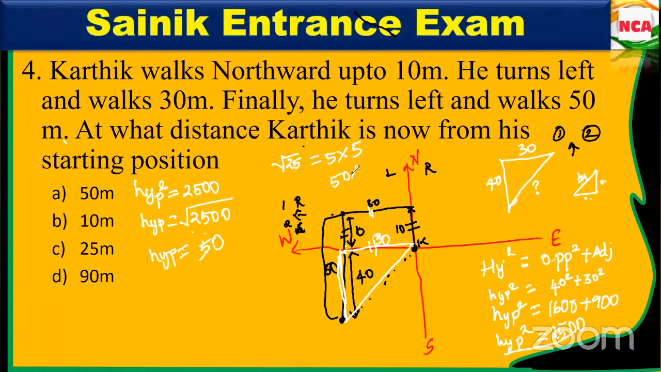50 into 50. Square is nothing but what? You are multiplying a number with the same number. So if we want to remove the root, it should be a square number, multiplied by the same number itself. For example, 16. If we take the square root of 16, what will be the answer?